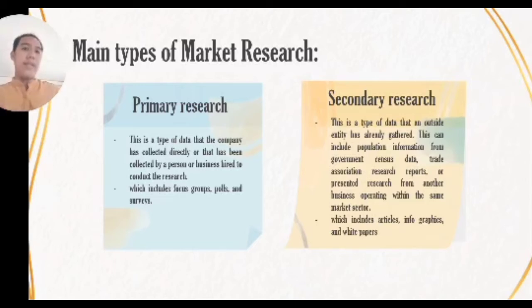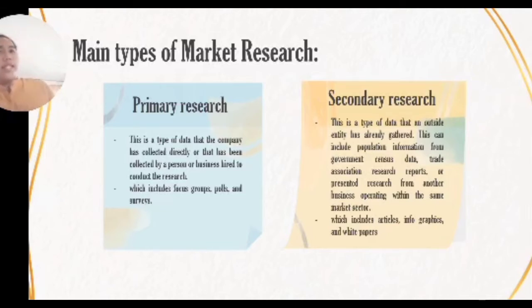Secondary research is a type of data that an outside entity has already gathered. This can include population information from government census data, trade association research reports, or research presented by other businesses operating within the same market sectors. Secondary research includes articles, information graphs, and white papers.